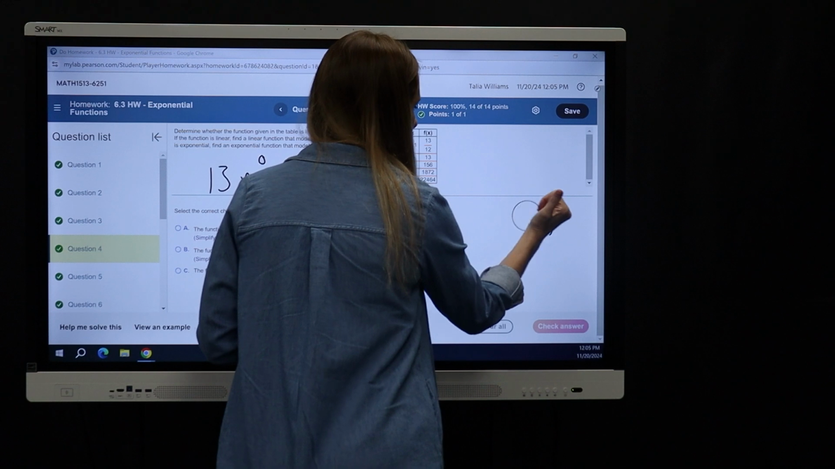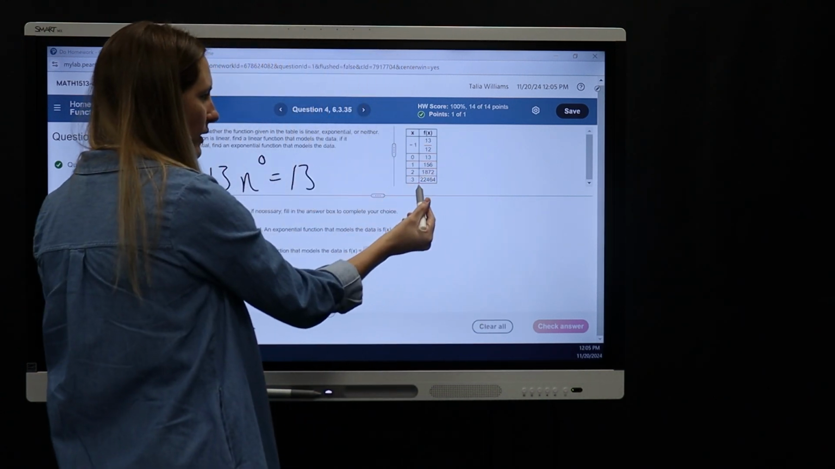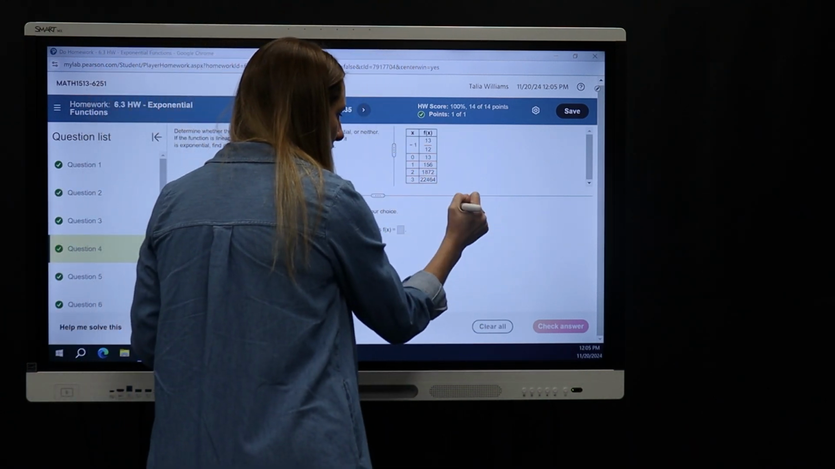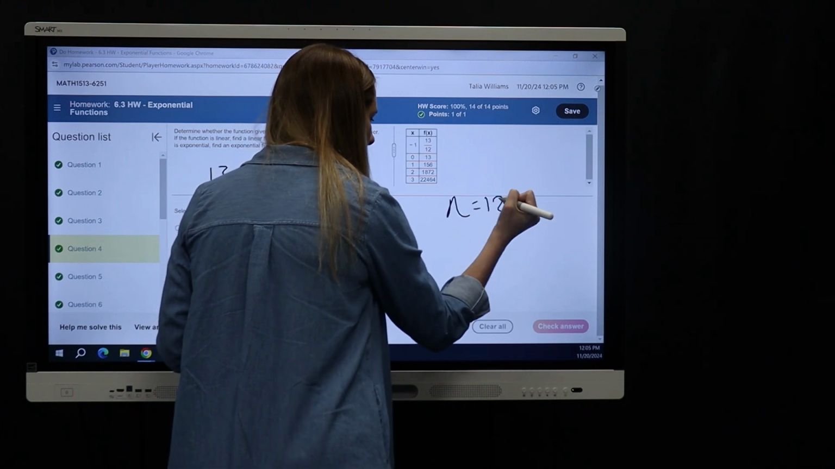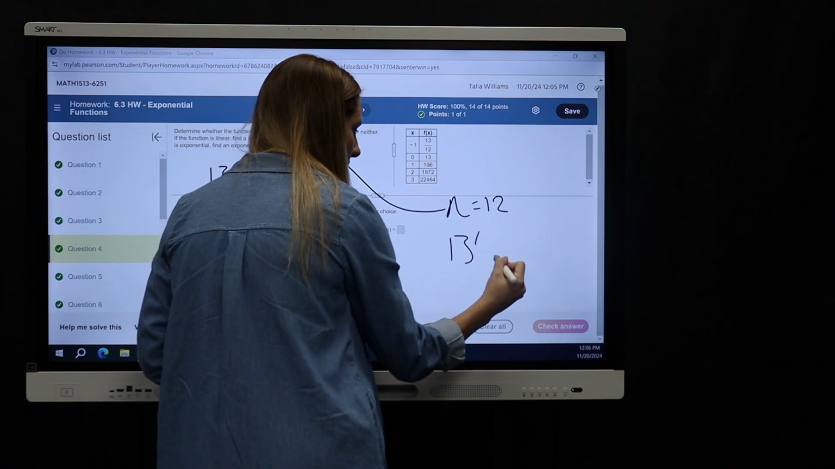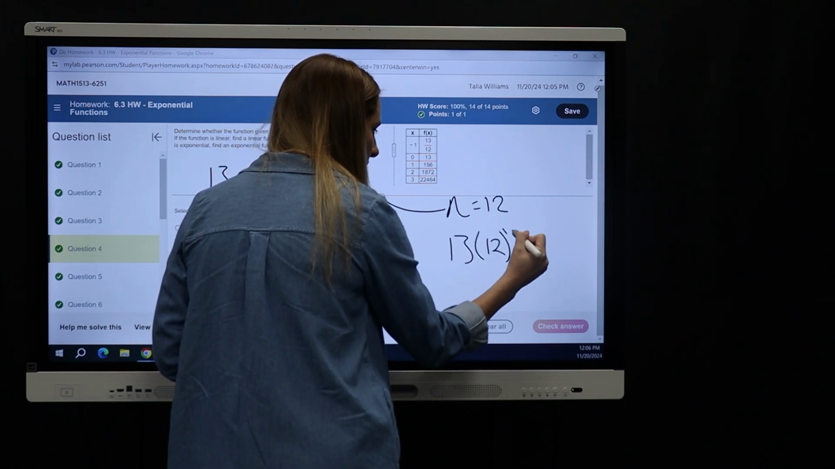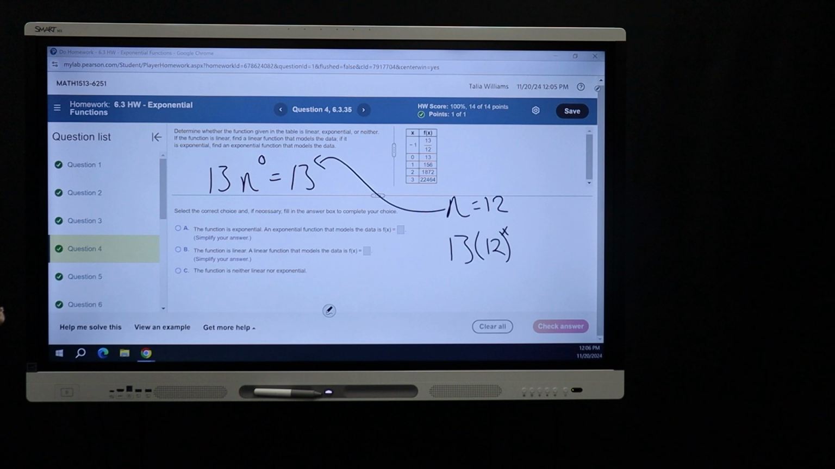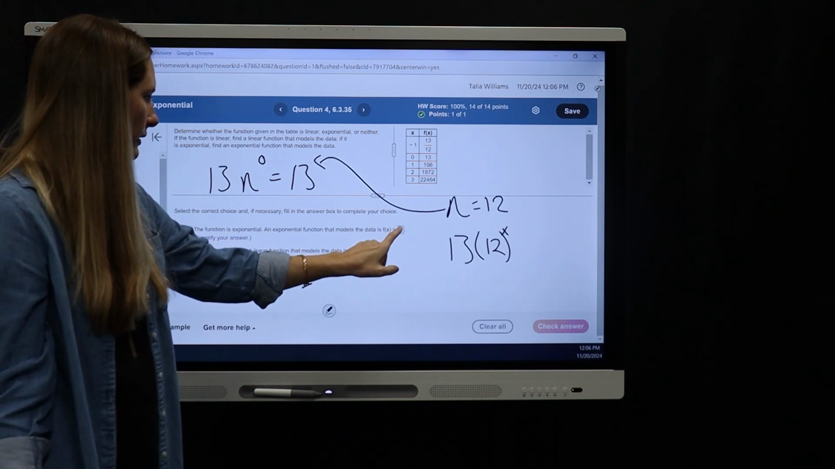So when I look at this one and I have 13 over 12, that tells me that my n is 12. That's going to go in here. So I'm going to have 13 times 12 to the x power. And that's exponential, so that's what we're going to put right here.